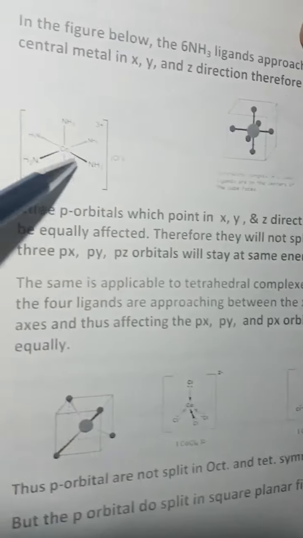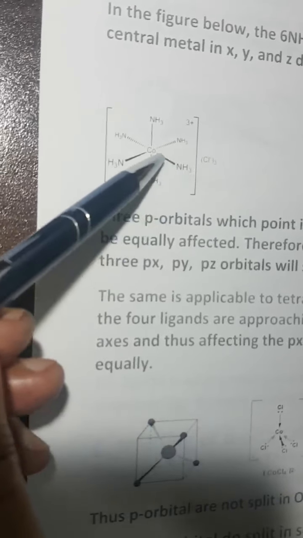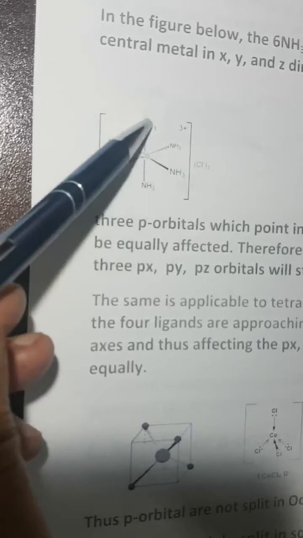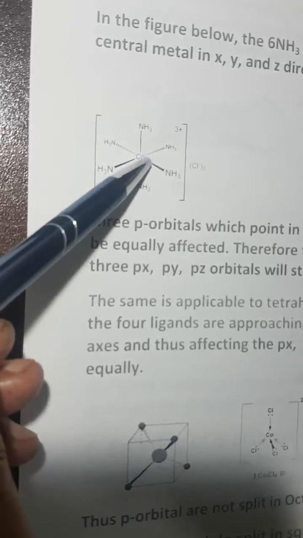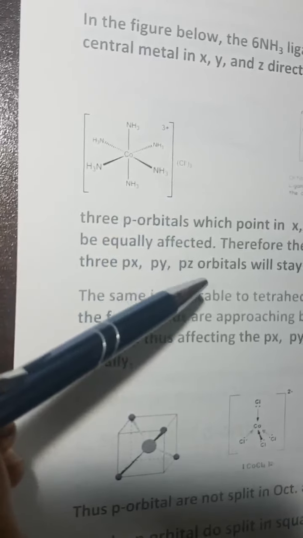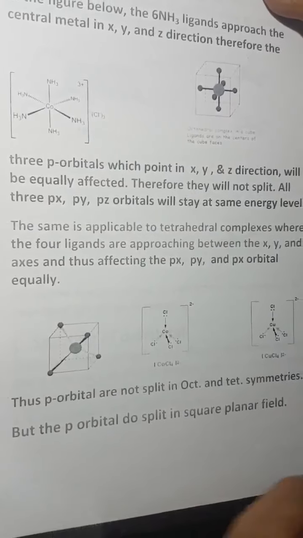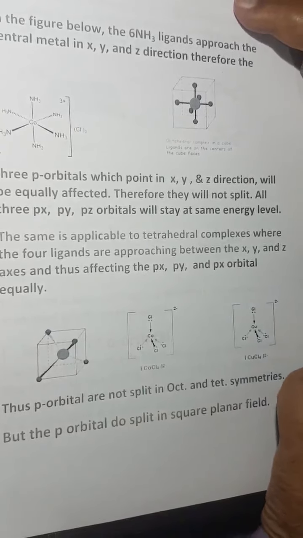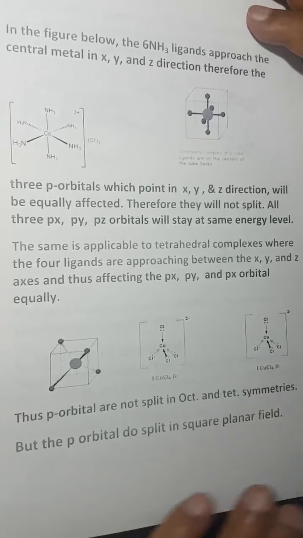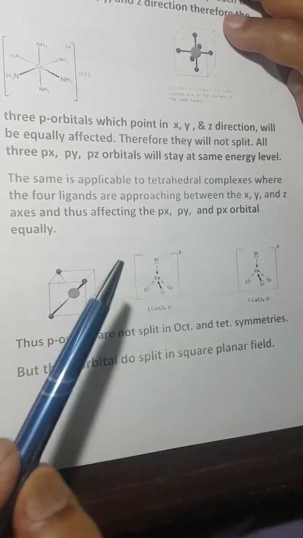You can see here in another example, a cobalt complex. This ligand is coming on x-axis, this is y, and this is the same ligand, same effect. So the same effect should go on all the three. That is, they are equally affected. That would mean that there will be no splitting. The same is applicable when we talk about the tetrahedral complexes, where there are four ligands all approaching between x, y, and z axis.